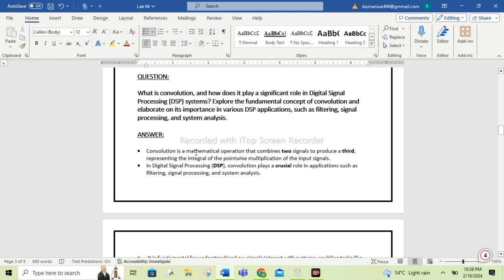Convolution is a mathematical operation that combines two signals to produce a third, representing the integral of the pointwise multiplication of the input signals. In digital signal processing, convolution plays a crucial role in applications such as filtering, signal processing, and system analysis.